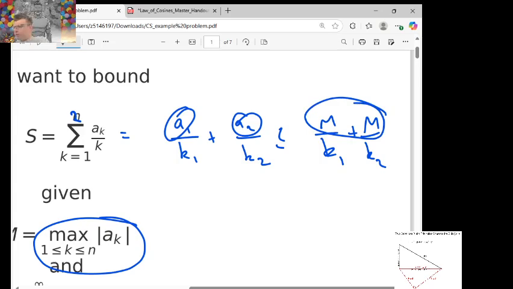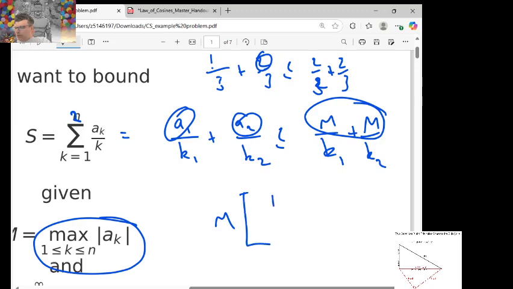Okay, that's like saying, for example, 1 over 3 plus 2 over 3. Well, the biggest value here is 2. So that's going to be less than 2 over 3 plus 2 over 3, because we took the biggest value, 2. So this is just the same thing but with letters. Now, notice that you can now take out the M here. So you can say that M outside of 1 over K1 plus 1 over K2.